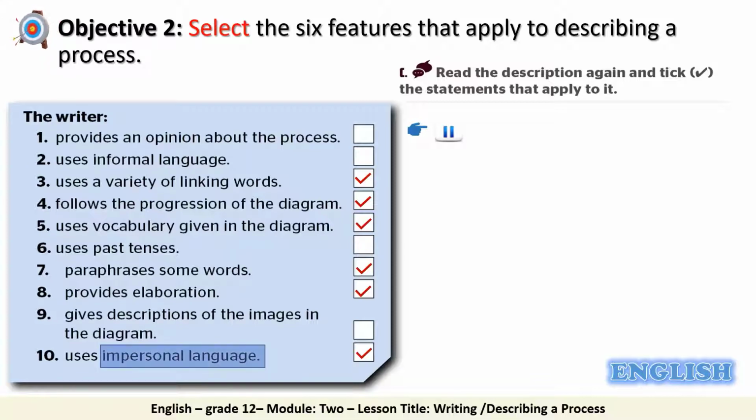Impersonal language here means that he uses the passive voice, which means that in some sentences he doesn't start with the agent or the pronoun.